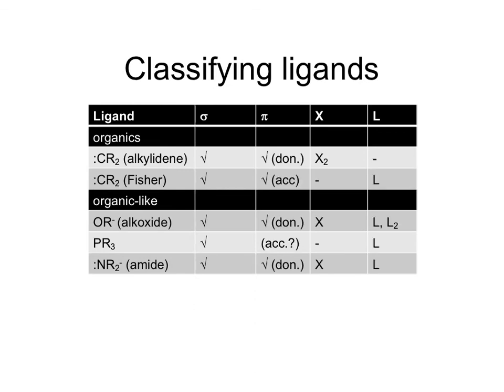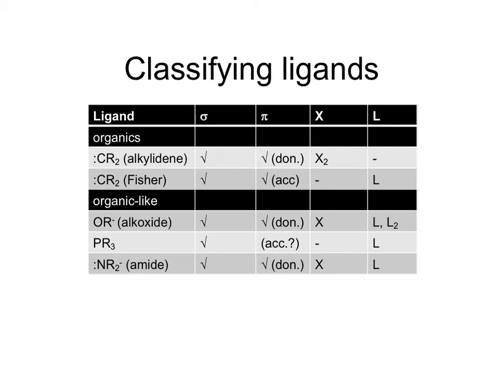Alkylidines, or Schrock carbenes, are X2 ligands found on metals in high oxidation states with other X-type ligands. They are sigma and pi donors. Fischer carbenes are L-type ligands found on metals in low oxidation states with other L-type ligands. They are pi acceptors.